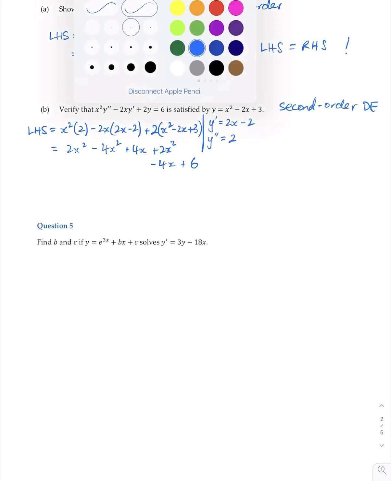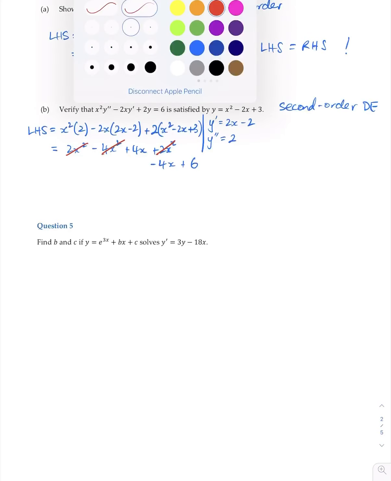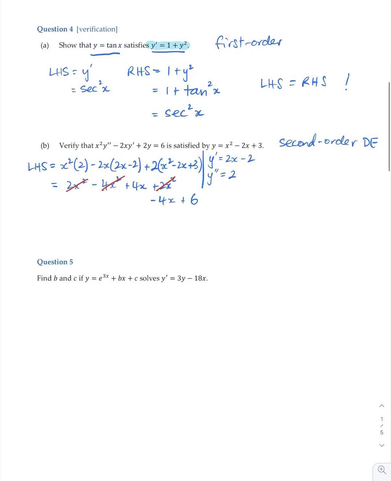Okay, and I don't love crossing things out in working. I think it's a bit messy, but we can see that these three terms cancel out, and then the 4x and the negative 4x also do. So that leaves, equals 6 as required. We're supposed to show that it equals 6.